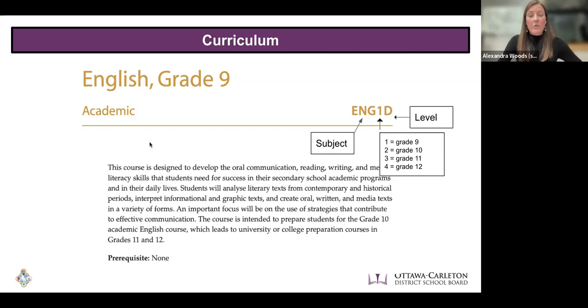You'll notice that the grade 9 English course, like other courses, has a course code at the top right of the screen here. The code consists of letters and numbers, and it can be found on your student's timetable. The letters at the beginning of the course code indicate the subject, so ENG indicates English. The number following the letters indicates the grade. So 1 would be the first year of high school, grade 9, 2 is grade 10, 3 is grade 11, etc. And then the letter at the end would indicate the level, although in grade 9 there is only one level.